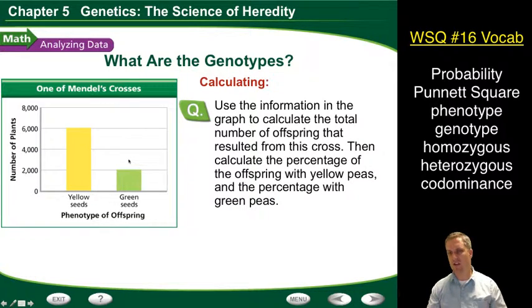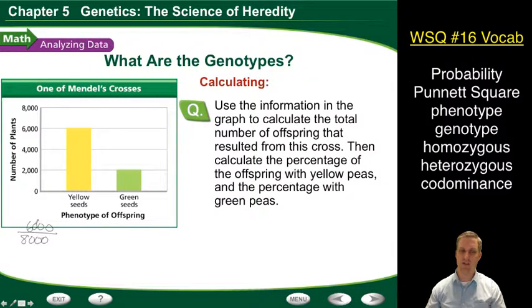Let's calculate the total number of offspring that resulted from this cross. That way we can calculate the percentage of the offspring with yellow peas and with green peas. So 6,000 plus 2,000 would give us a total of 8,000 total plants. And we notice we can look at each one. The first one would be yellow pea seeds, which would be 6,000 divided by 8,000.